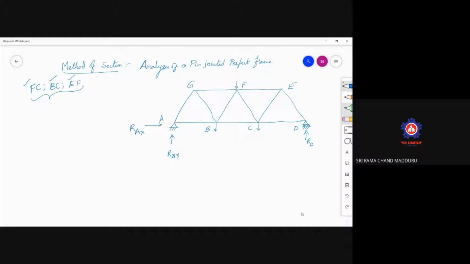So how to cut a section? You have to cut a section in such a way that the entire frame is separated into two parts. So see, I am cutting a section like this. When I cut a section like this, then what's happening? So the force FC, this is the force in FC.